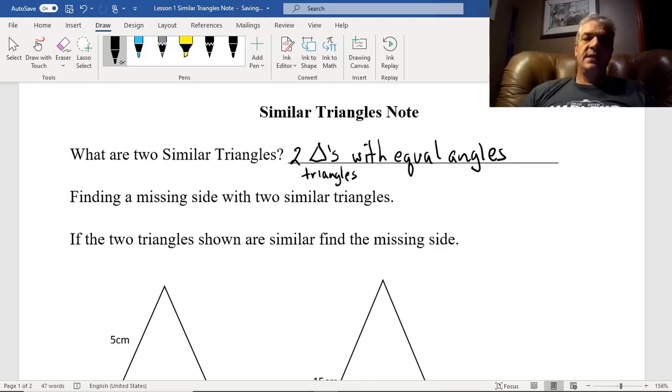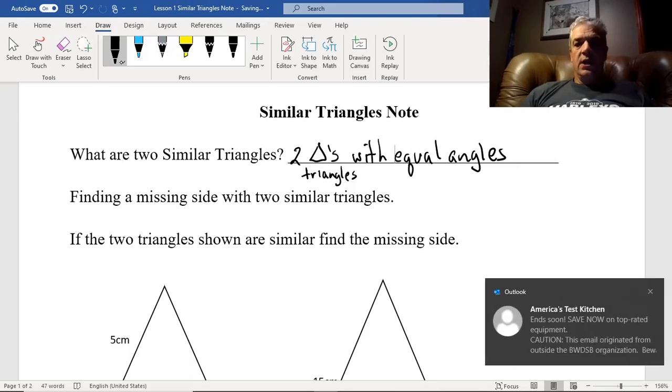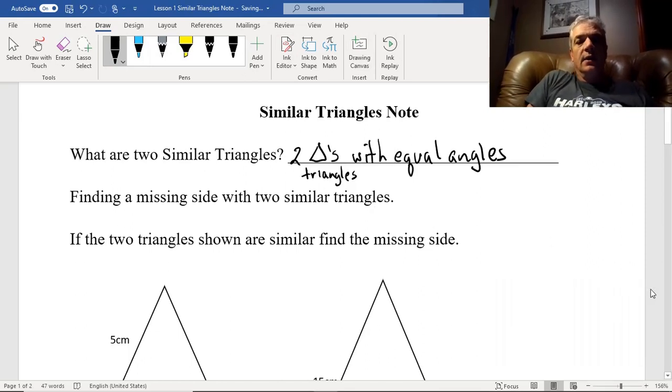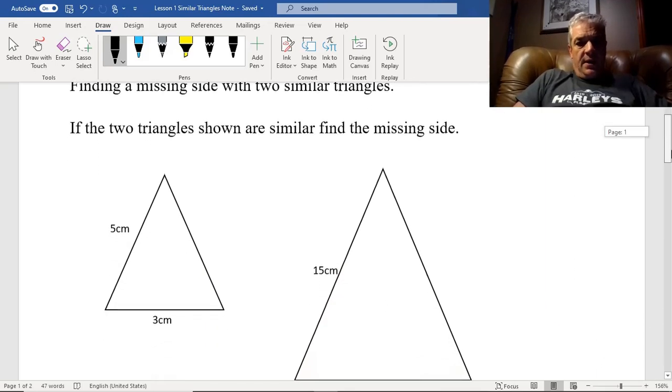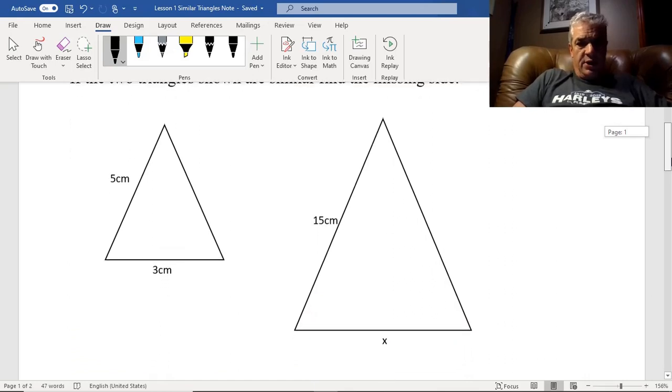Once we have that, basically the shape of the triangles is exactly the same, and so we can use this information to solve triangles. We're going to use this to find the missing side of one of the two similar triangles. It's just a way of working in geometry, and it's going to lead us into some trigonometry, which is what our next unit is going to be on. So this is a little preparation unit for trigonometry.